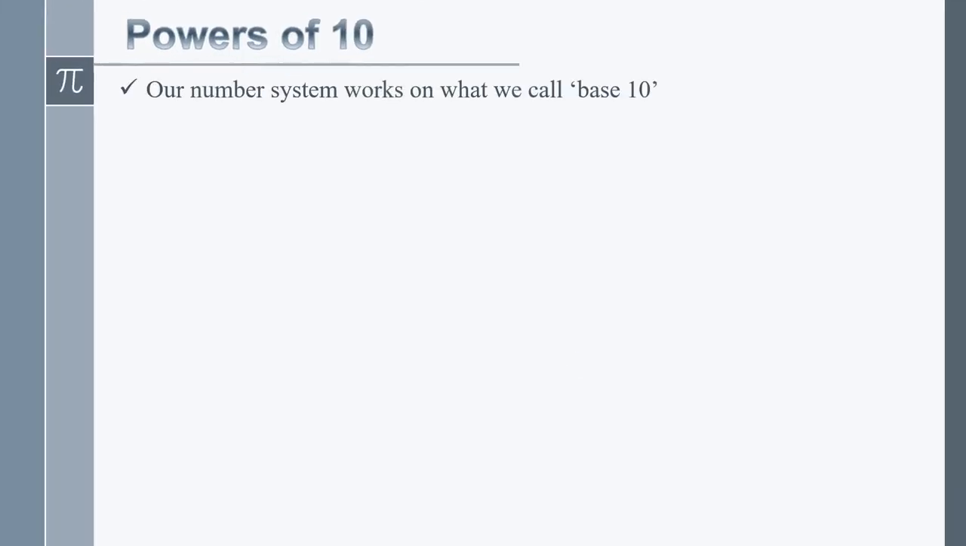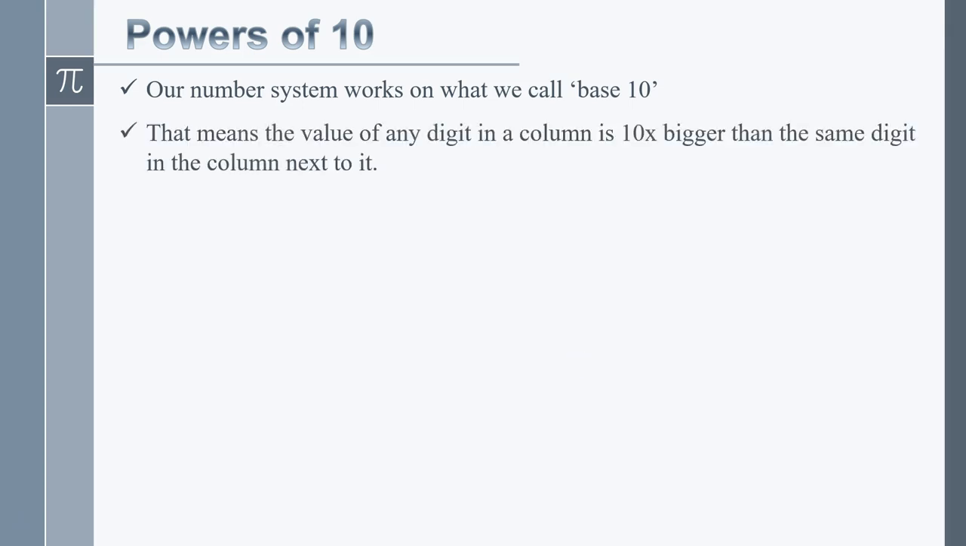As we said in previous videos, our number system works on base 10, which means all the columns are 10 times more than the one next to it, which means the powers of 10 become a very important part of that. So, what do we mean by powers of 10? Well, you've got the number 10, obviously.